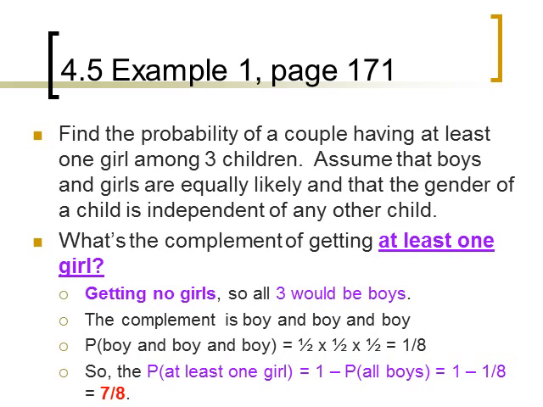So let's deal with the complement of this event first. So the complement of getting at least one girl is getting no girls. So that event would be a situation where they would have all boys. Now the reason why this is easier is because it's a lot more simple to solve for if we look at this compound event of having 3 boys. So the complement is boy and boy and boy.